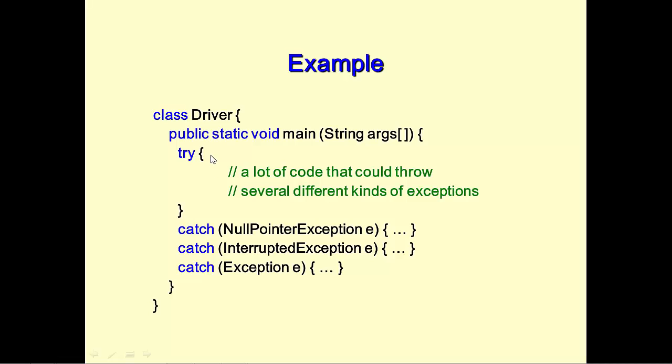If it throws an interrupted exception, this catch is going to run, and then if it throws some arbitrary thing like a file not found exception, this generic one down here is going to catch it because it doesn't match these other two, but it does match this because of inheritance.